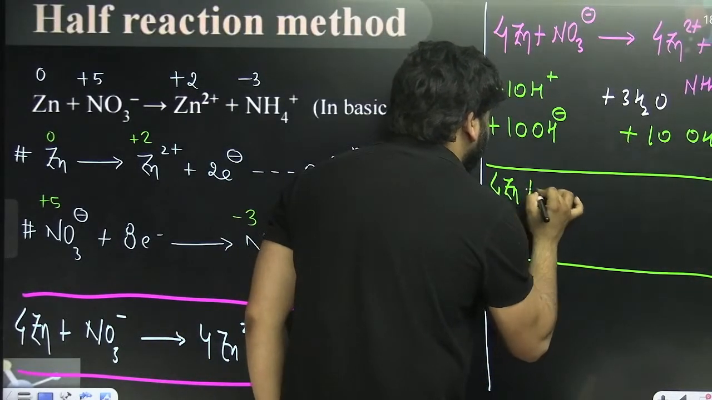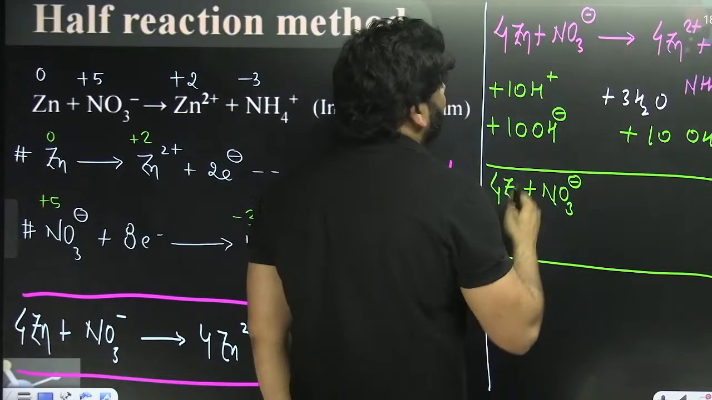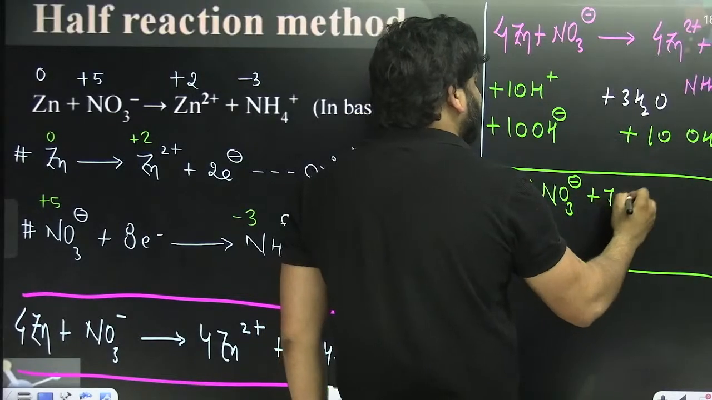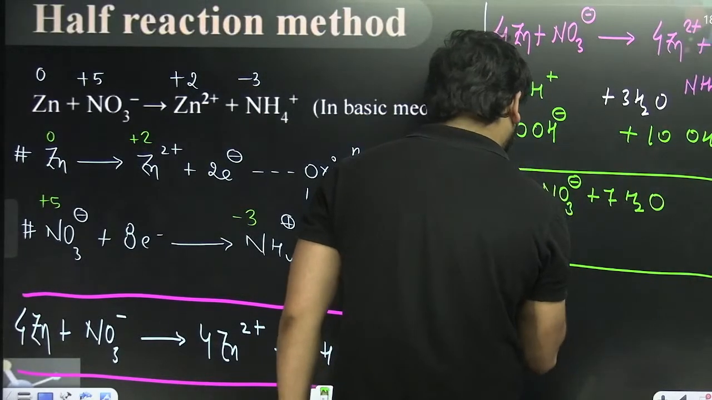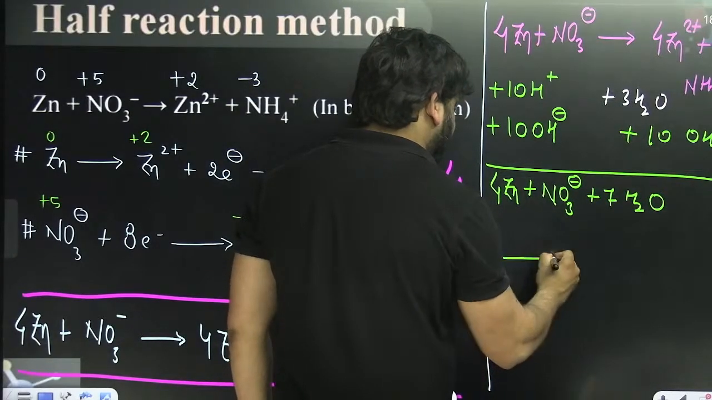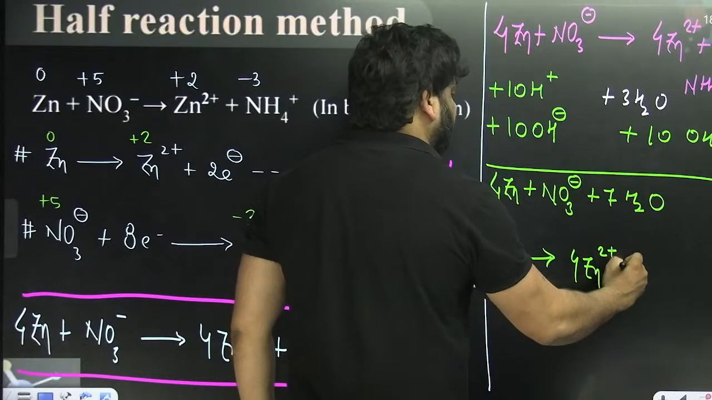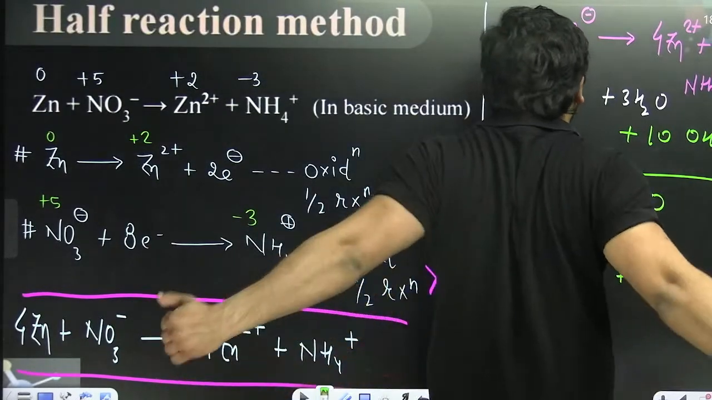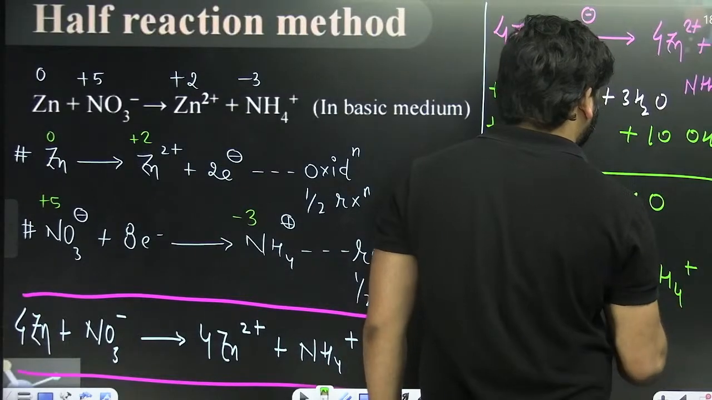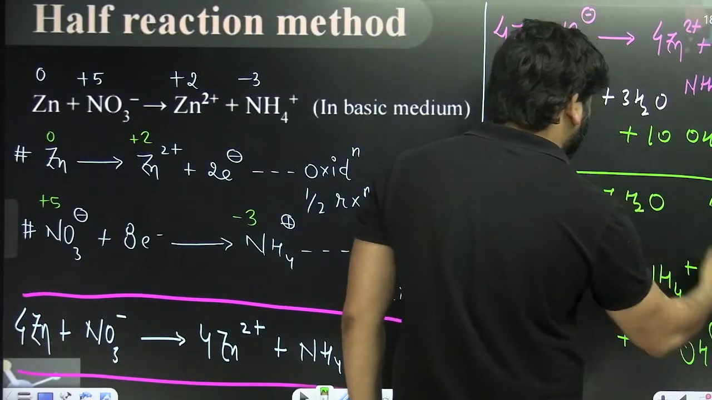4 zinc plus 1 nitrate ion. Then this is 10 H2O, and on the right hand side there are 3, so it will be having 7 H2O. So produces 4 Zn2+ plus 1 ammonium NH4+ ion plus 10 OH- ions. This is your balanced chemical equation.